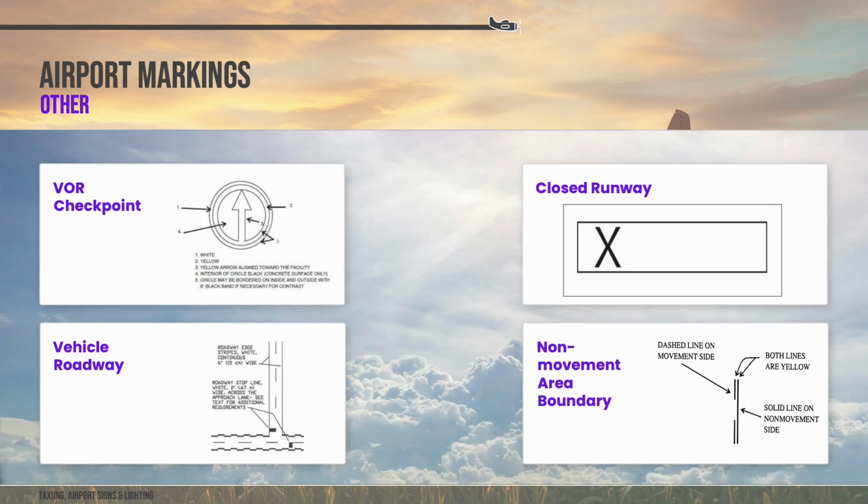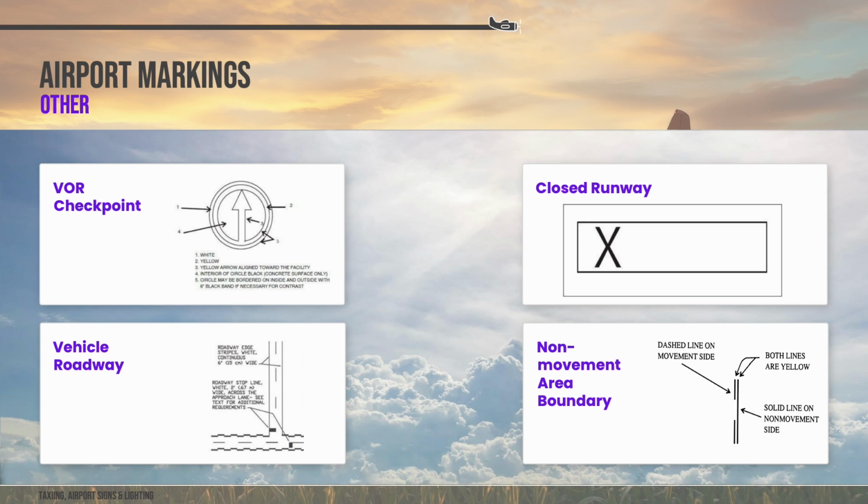Other airport markings that you might see is a VOR checkpoint. You're going to see something that looks similar to that, and you can read the 5 bullet points there. That'll tell you what colors and everything that's going to be and how you need to be aligned. Vehicle roadways, then, of course, you'll see there, and there's no airplane traffic on those at all.